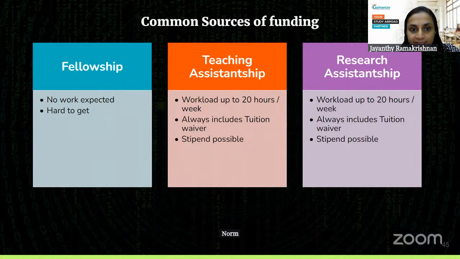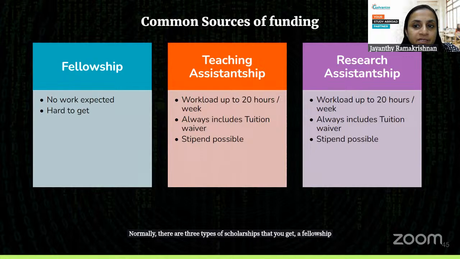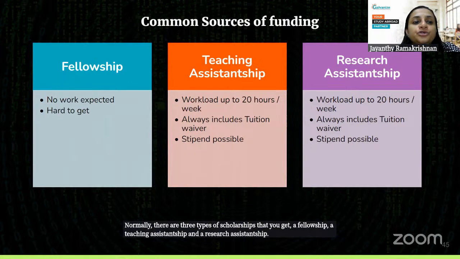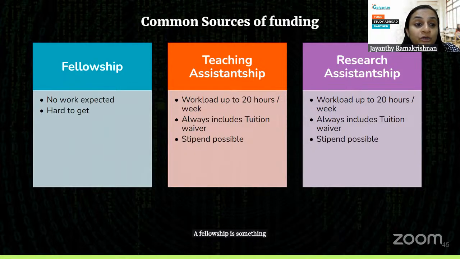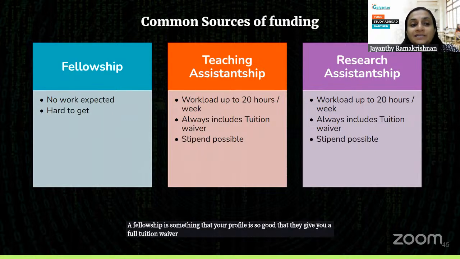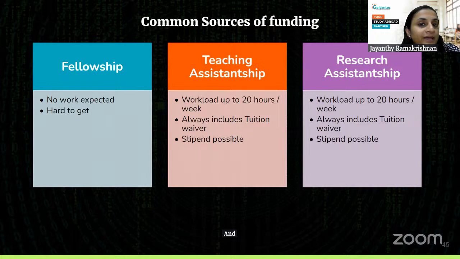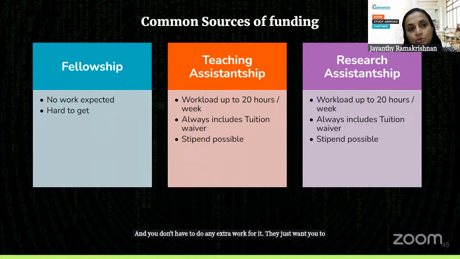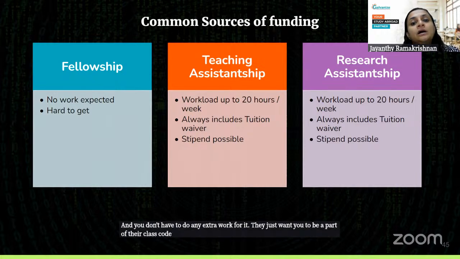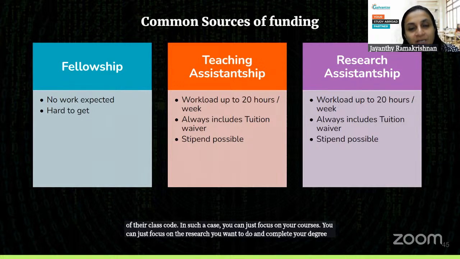Normally, there are 3 types of scholarships that you get: a fellowship, a teaching assistantship, and a research assistantship. A fellowship is something where your profile is so good that they give you a full tuition waiver as well as a monthly stipend. And you don't have to do any extra work for it. They just want you to be a part of their class cohort. In such a case, you can just focus on your courses. You can just focus on the research you want to do and complete your degree. So that is the fellowship.